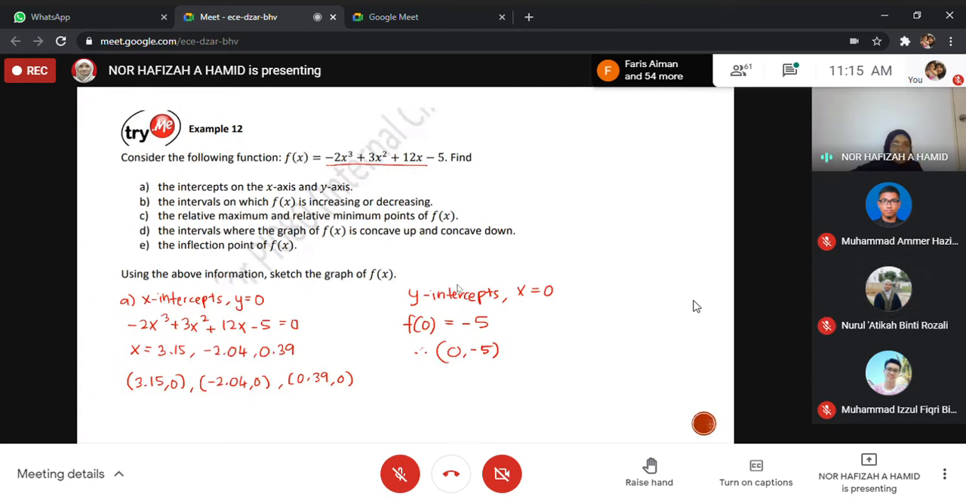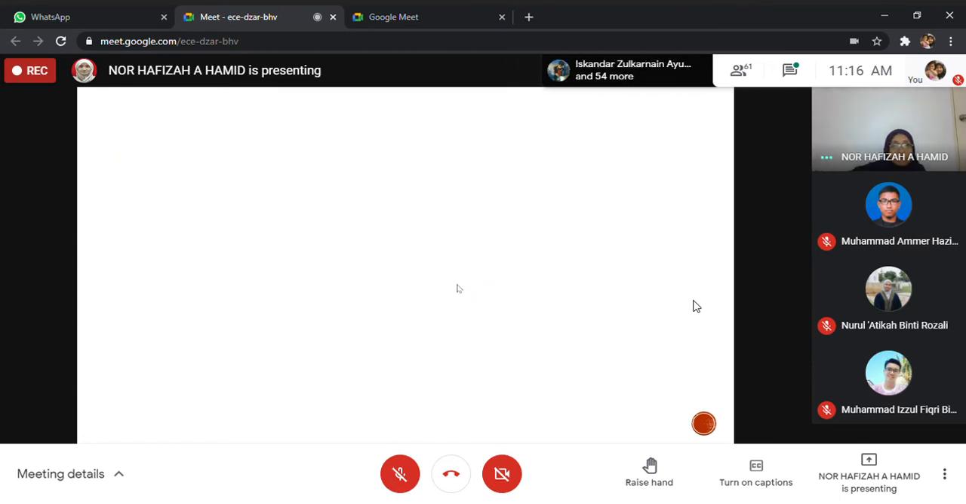Then for B, we need the intervals on which f(x) is increasing or decreasing. So for B we want to determine the intervals of increase and decrease. So we refer to the condition of the critical numbers, when f prime x is equal to 0. You must remember, when you calculate intervals of increase or decrease, we start with the calculation of the critical numbers, which is when f prime x is equal to 0.